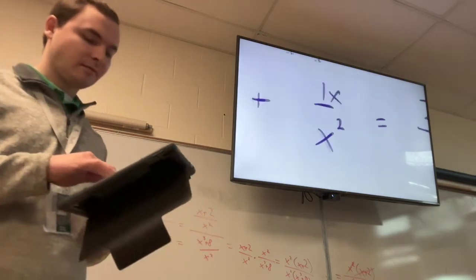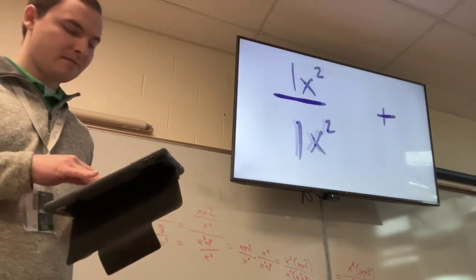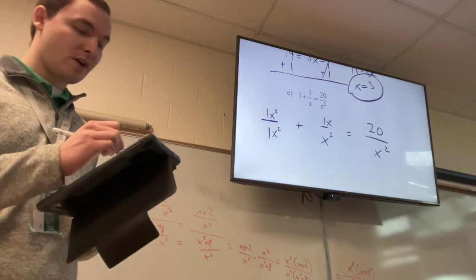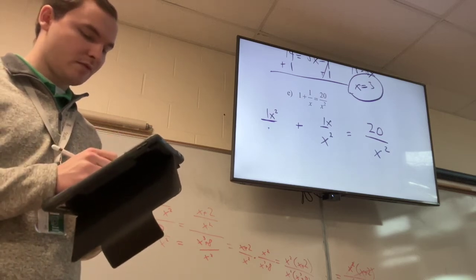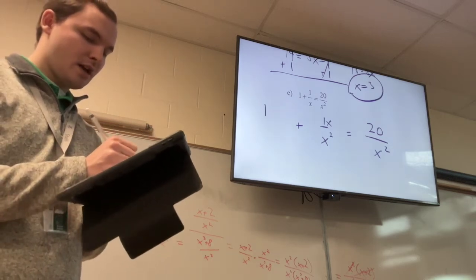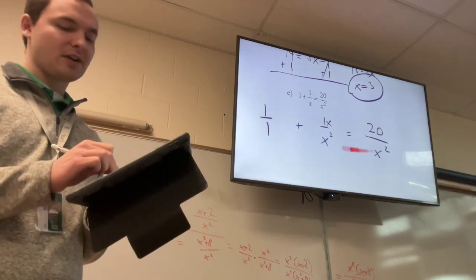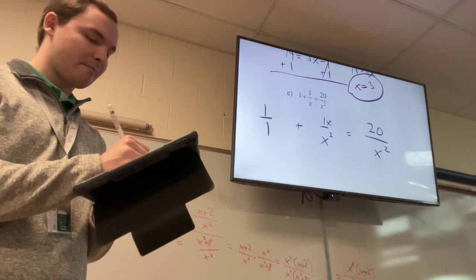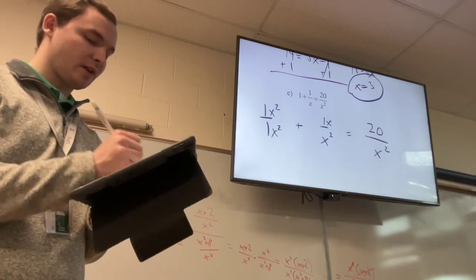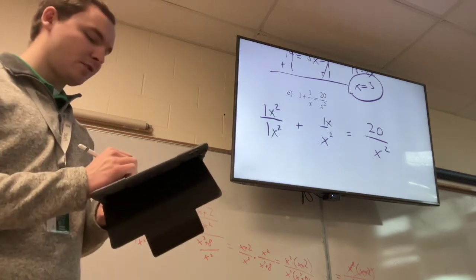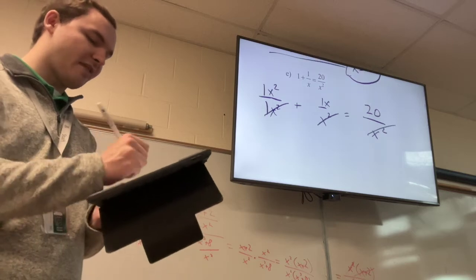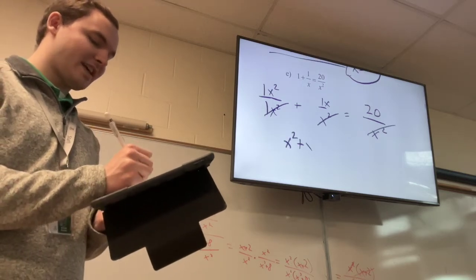Over here? Yeah. So we started with 1 over 1, and we needed there to be an x squared in the bottom here, because that's what the other two denominators are. So to get that, I multiply the top and bottom by x squared, and that gives me x squared over x squared. Step 2, denominators go bye-bye. Now we have x squared plus x equals 20.